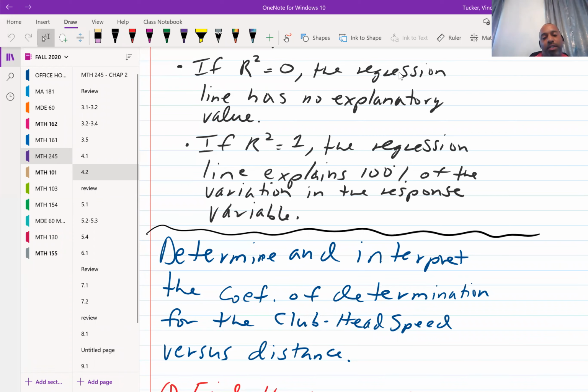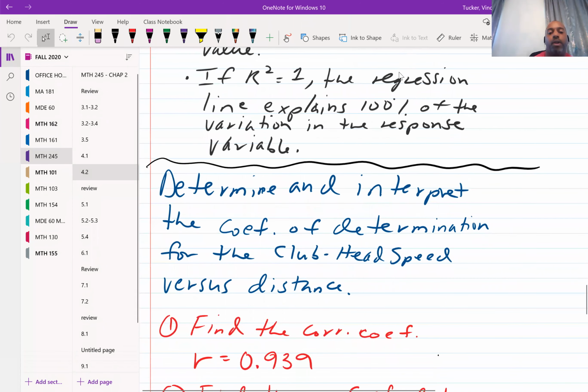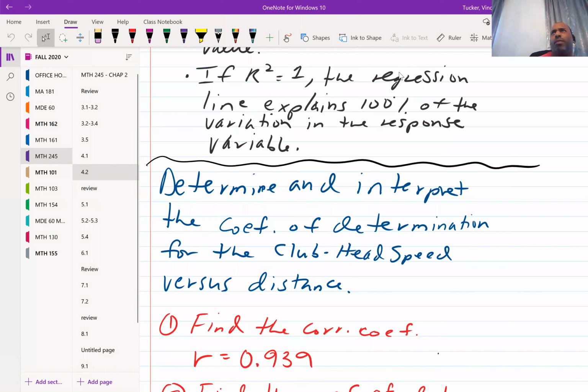Looking at this example just to make sure we're okay with how we would find it and what it means when we have it. It says determine and interpret the coefficient of determination for the club head speed versus the distance. I don't know if you were given that information, but we don't need it for this one. Just making sure that we're okay with the steps. They would have given us a set of information, like I showed you last class, that club head speed versus the distance.